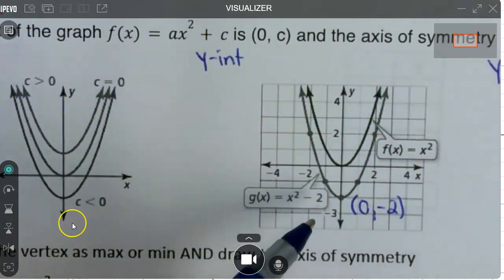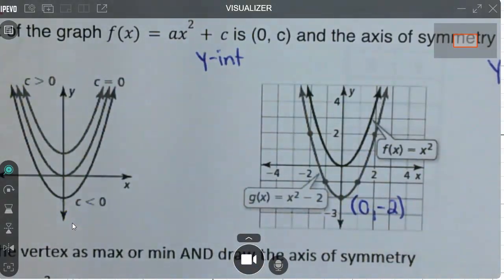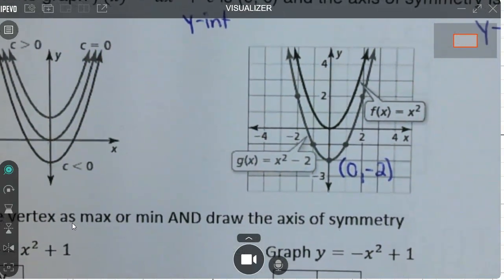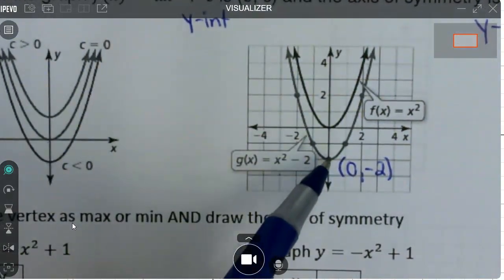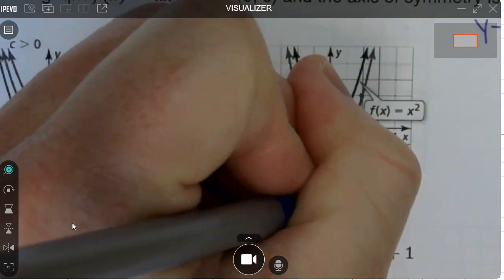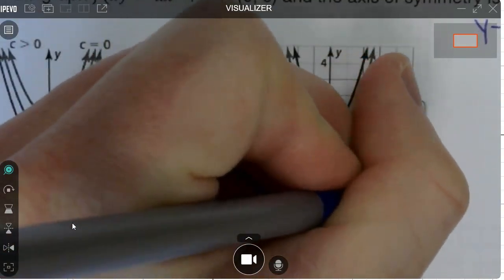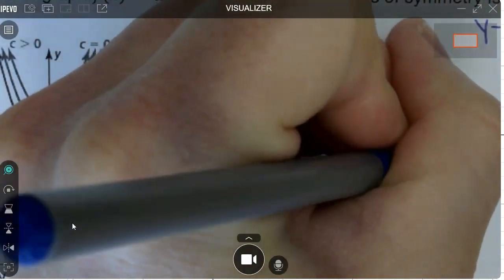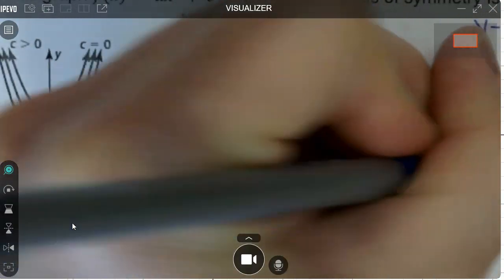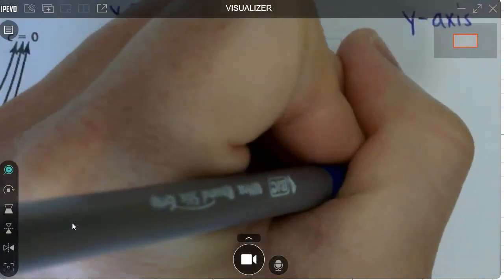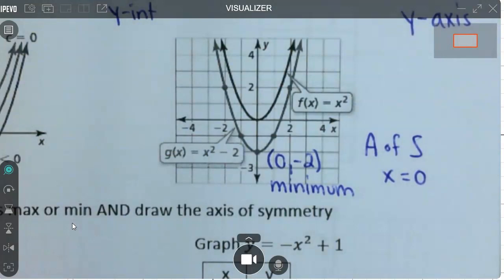Now, if we were talking about minimum and axis of symmetry, the minimum value here would be a minimum because it's opening up. So my vertex is a minimum. And my axis of symmetry, I'm going to put A of S, that's still going to be at x equals 0.